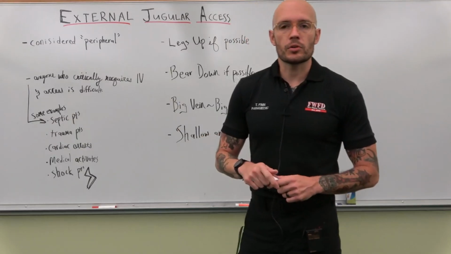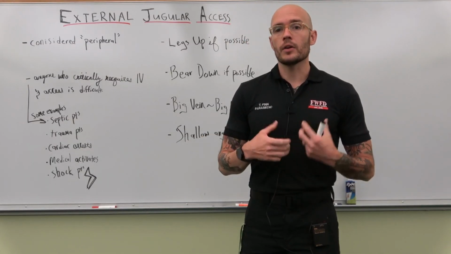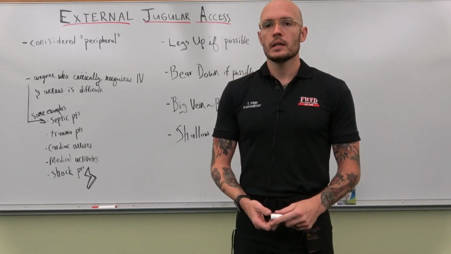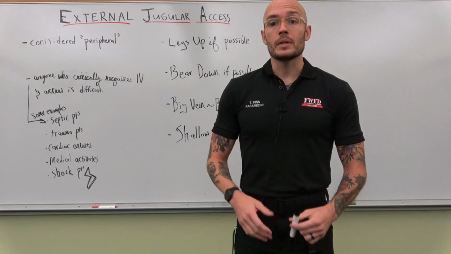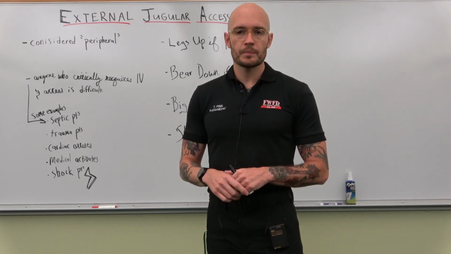EJ stands for external jugular. This is technically a peripheral line. I know it seems fairly central comparative to more distal sites like the hand or AC, but technically it is peripheral, so we can access this in EMS.